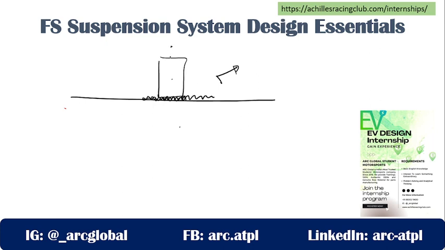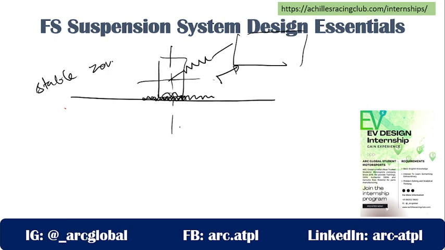So, if you are going to have negative camber or positive camber, what will happen? Your contact with the ground is going to be either reduced or increased. So with the suspension system, with how you use the suspension system on your vehicle, you will make sure that your contact patch with the ground is always going to stay within the stable zone.